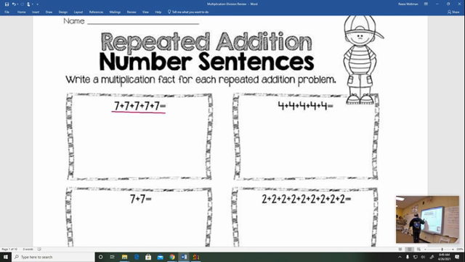So on this one, how many 7s do we have there? Jack? 5. We have 5 7s. So what is the multiplication equation here? Allie? 5 times 7. That's correct. And what is the product of 5 times 7? Andrew?